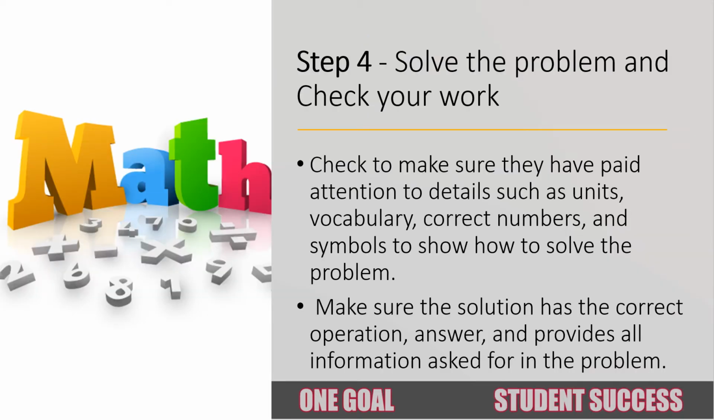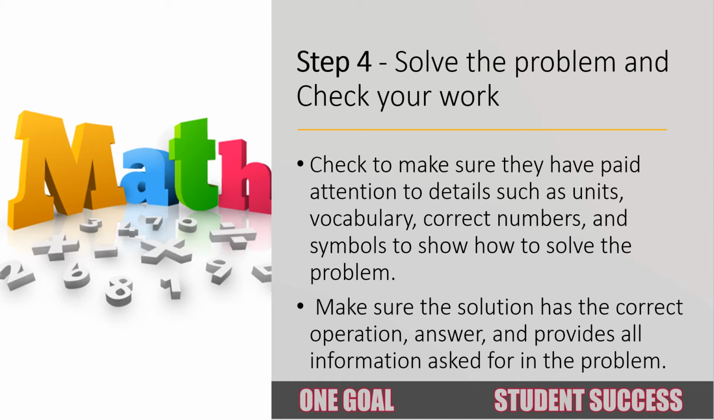Step number 4, solve the problem and check your work. In addition to the closed reading strategy, check to make sure that they have paid attention to details such as units, vocabulary, correct numbers, and symbols to show how to solve the problem. Make sure the solution has the correct operation. Make sure that the solution has an answer and provide all information asked for in the problem. So you may want to go back and reread to make sure that you've answered all of the questions posed in the word problem.